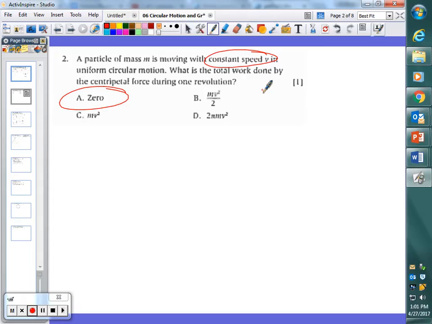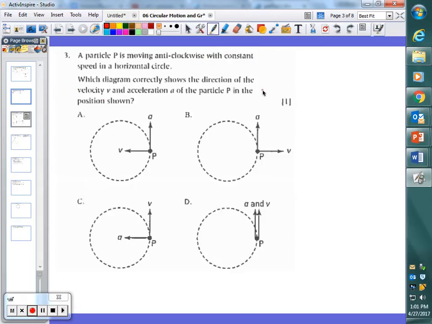All right, ready? Hopefully this question is easier because of what we've talked about before. Particle P is moving anti-clockwise. Wait, force is that way. And the force has to be in the same direction. This V is the tangential velocity.